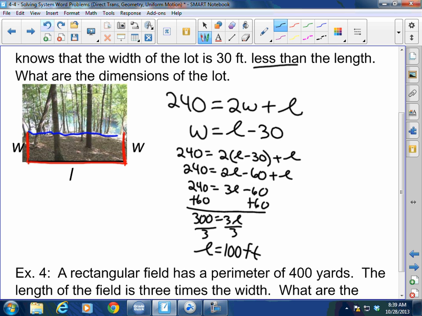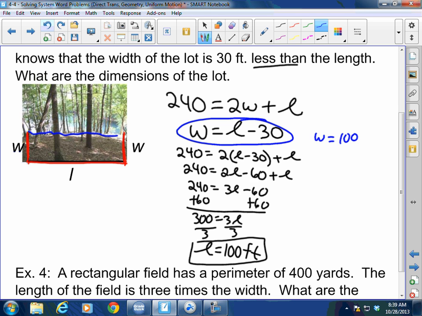Now that I have my length, I'll change colors. Now I can go ahead and plug that into my W here, my width. So my width will equal 100 feet, which is the length, minus 30. So my width is going to be 70 feet. So the length is 100 and the width is 70.